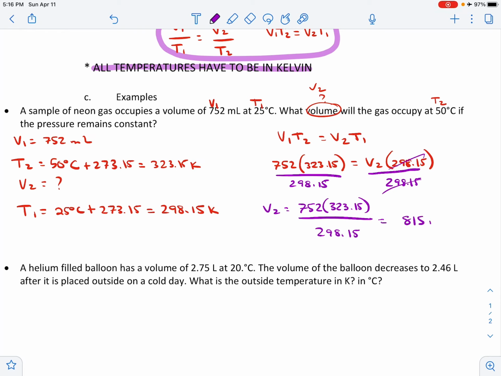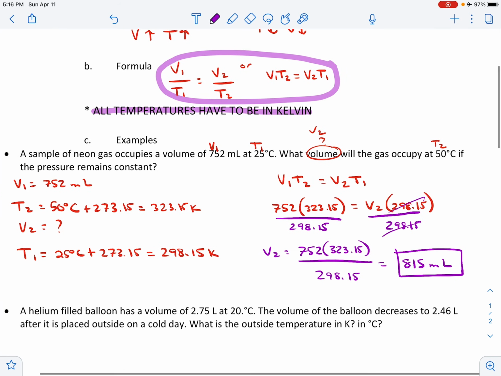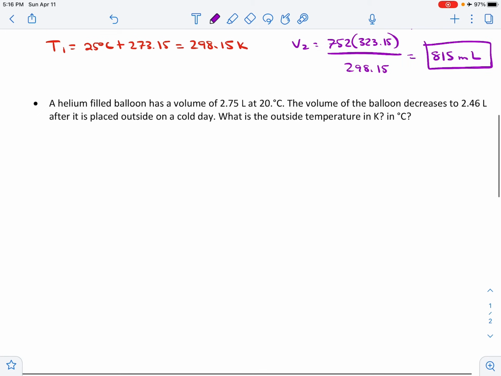Now, let's make sure that that makes sense, milliliters. Our temperature went up, so our volume should have gone up. It went from 752 to 815. Yeah, that seems legit. Okay, awesome. Let's try another example here.